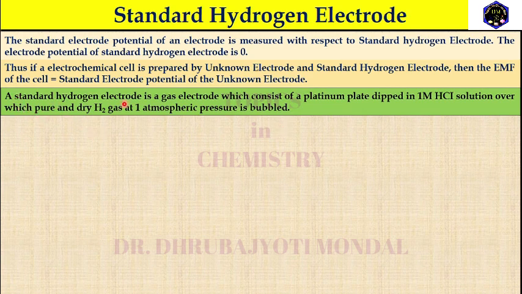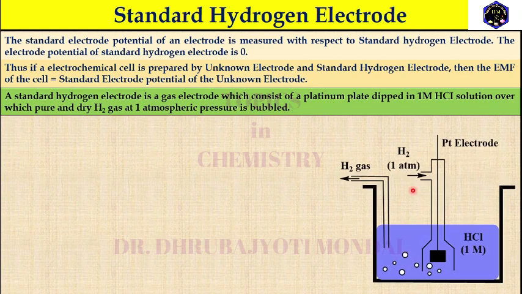A standard hydrogen electrode is a gas electrode which consists of a platinum plate dipped in 1 molar HCl solution, over which pure and dry H2 gas at 1 atmospheric pressure is bubbled. So remember the points. First point, it is a gas electrode. Next point, you have to use a platinum plate as an electrode. Here the concentration of HCl is 1 molar, and you have to use H2 gas which is highly pure and dry, and the pressure of the gas is 1 atmosphere.